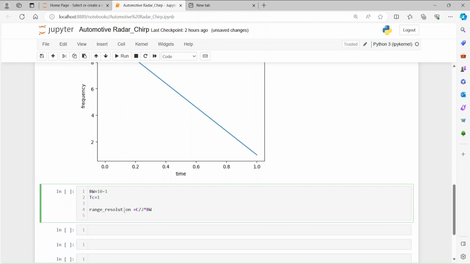So in this case, you see we have the bandwidth here of 10, but if we have a bandwidth of 5, then the resolution will be decreased. Okay, so this is one thing. Then we have the maximum range.